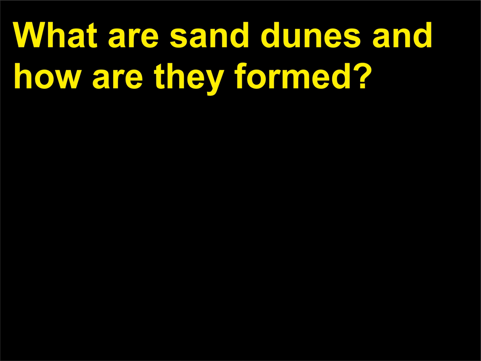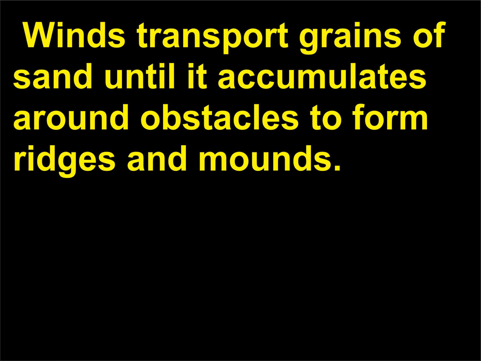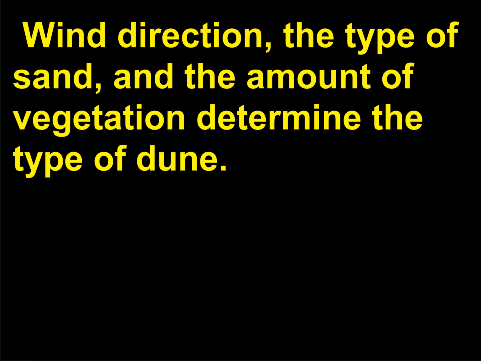What are sand dunes and how are they formed? Mounds of wind-blown sand in deserts and coastal areas are called dunes. Winds transport grains of sand until it accumulates around obstacles to form ridges and mounds. Wind direction, the type of sand, and the amount of vegetation determine the type of dune.